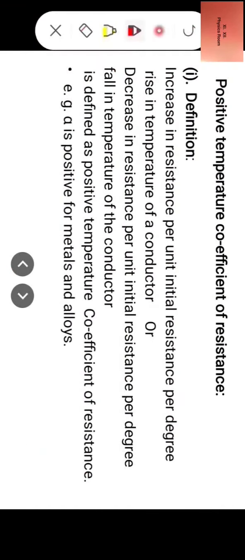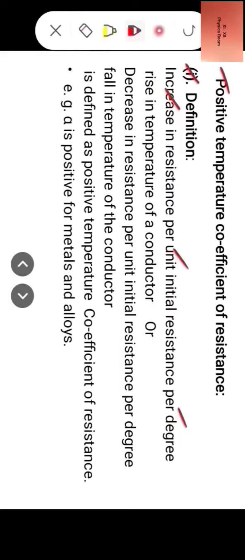Now we have to understand the term positive temperature coefficient of resistance after defining temperature coefficient of resistance. Now first, definition of positive temperature coefficient of resistance. How do we define it? Increase in resistance per unit initial resistance per degree rise in temperature of a conductor is defined as positive temperature coefficient of resistance.